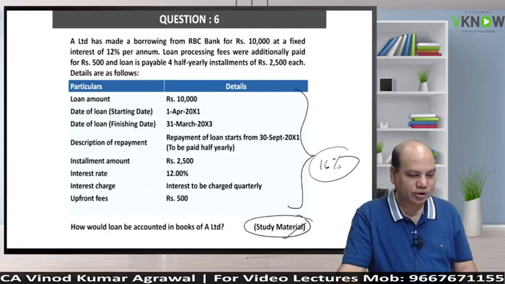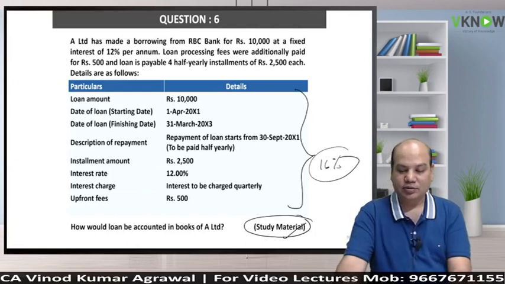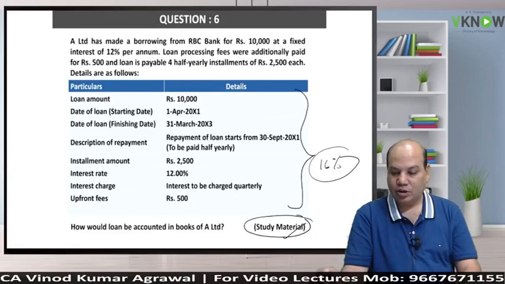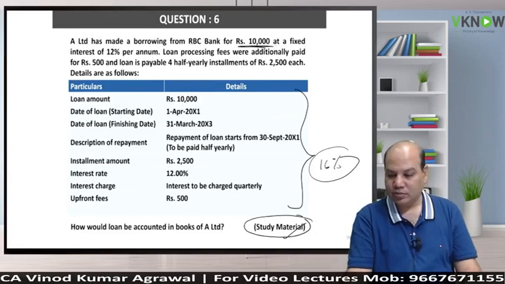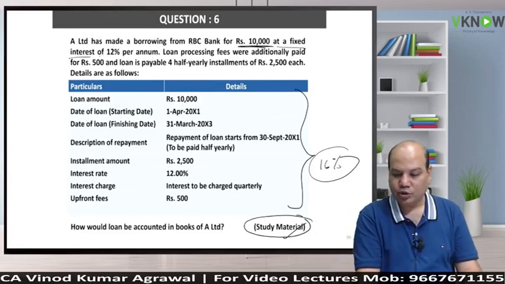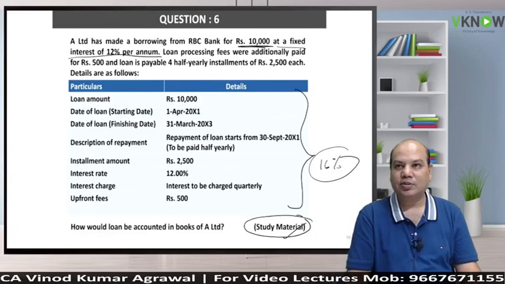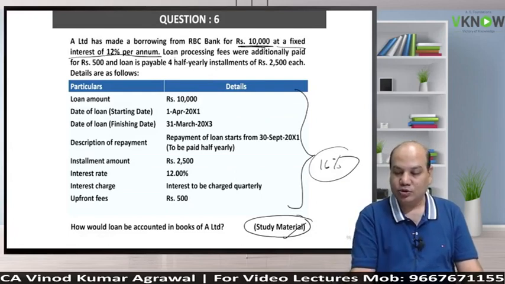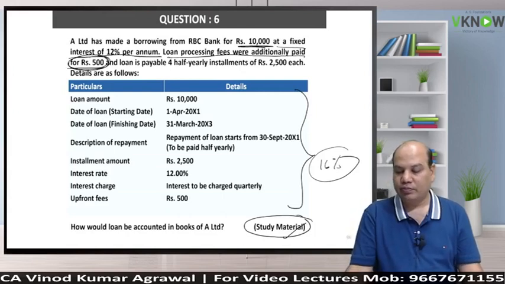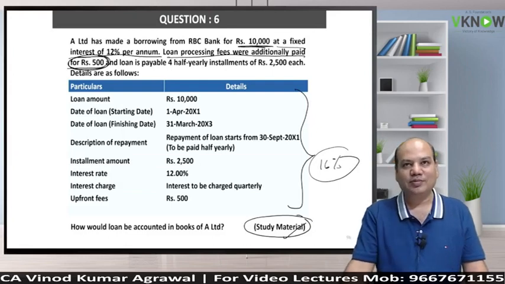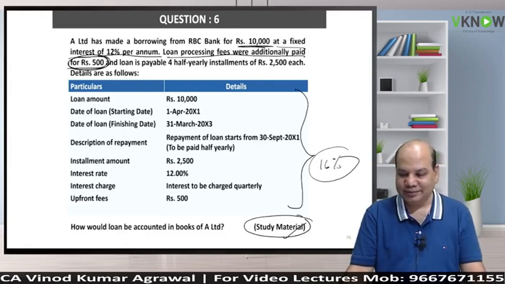So I will go to question number 6. A Limited has made a borrowing from RBC Bank, okay, for rupees 10,000 at a fixed interest of 12% per annum. Understandable. Loan processing fees was additionally paid for 500 rupees. So this I will deduct. As a borrower, I won't get 10,000. Proceeds minus transaction cost. So I will have to pay 500 rupees.